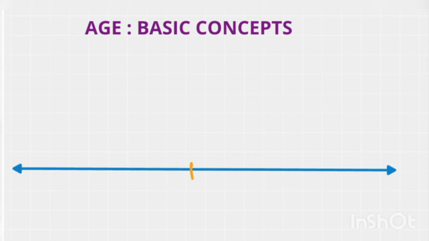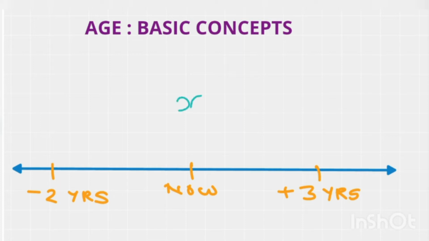We denote the present time or the current time as now. Let's take two more points: 3 years later, that is plus 3 years from now, and another point 2 years ago or 2 years before, that is minus 2 years from now. If we denote a person, say John, and his current age as X, then 3 years later, John's age will be X plus 3. Similarly, John would have been X minus 2 years old 2 years ago.